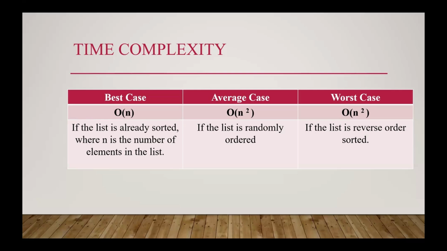Next is the average case. The average case is order of n square because the elements are stored in arbitrary or random order. Here both the inner loop as well as the outer loop will be executed. Worst case is when the list is in reverse order. We already executed the last example where all the elements are stored in reverse: 100, 90, 80, 70, 60, 55, 44.